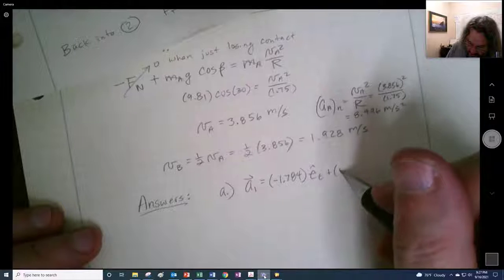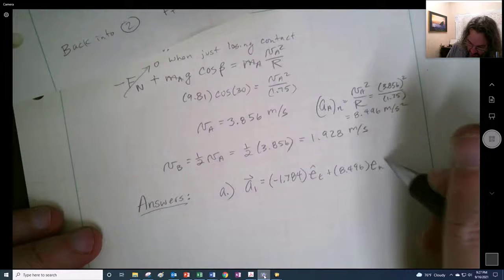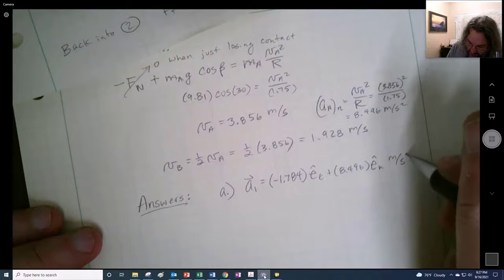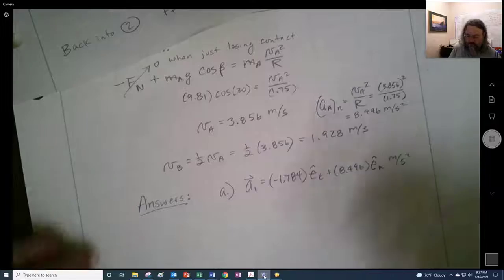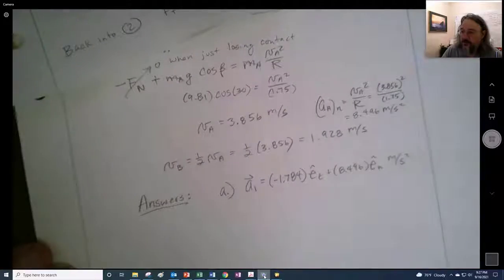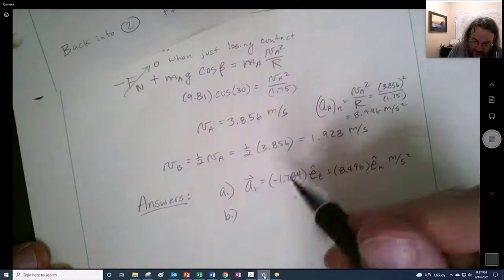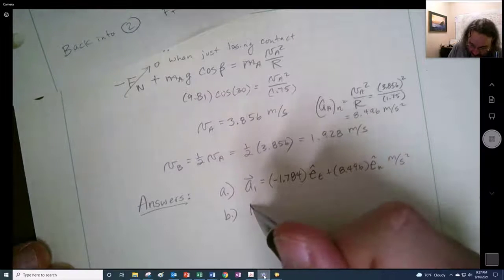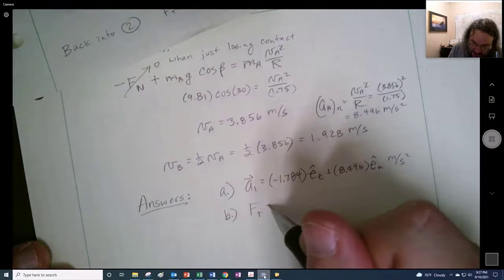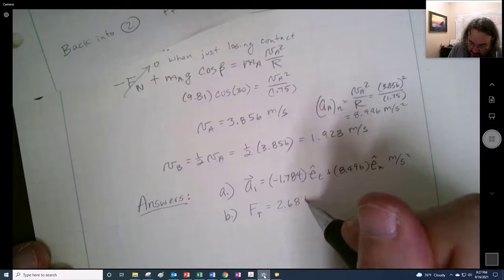So we could write this 8.496 en meters per second squared. And we could turn that into i and j if we wanted to. Or we could just get the magnitude and then figure out what the angle is. But I'm going to leave it where it is, because I'm tired. And I'll be lenient with whatever you happen to turn in. So the tension in the rope is 2.68 newtons.